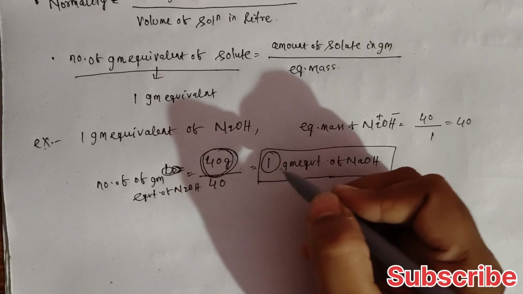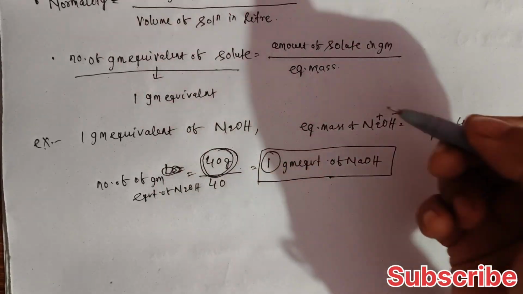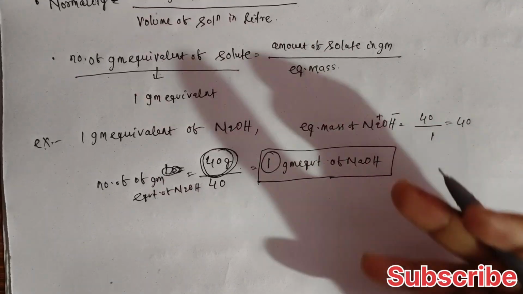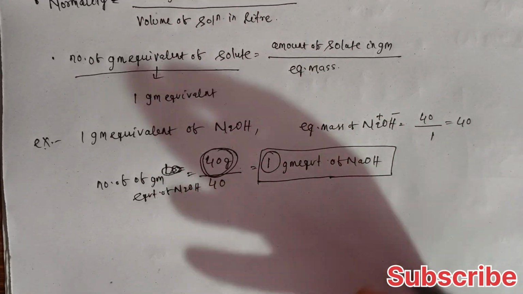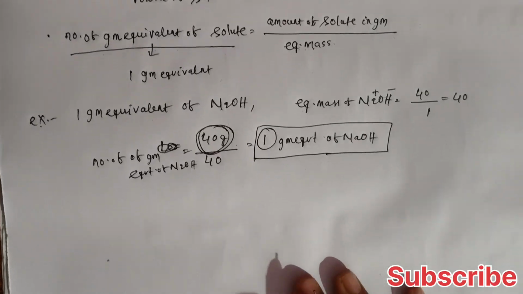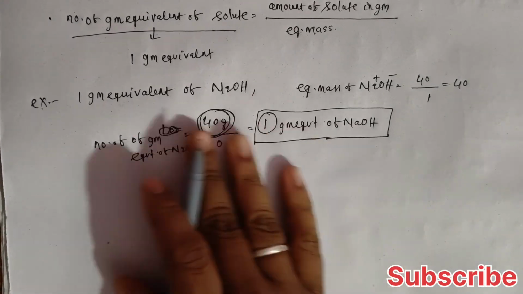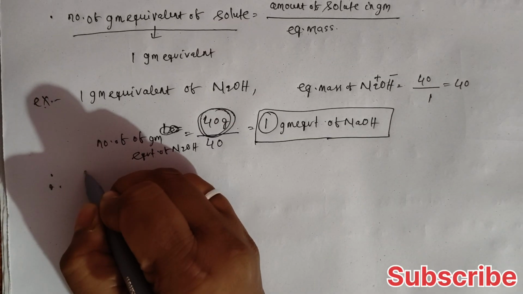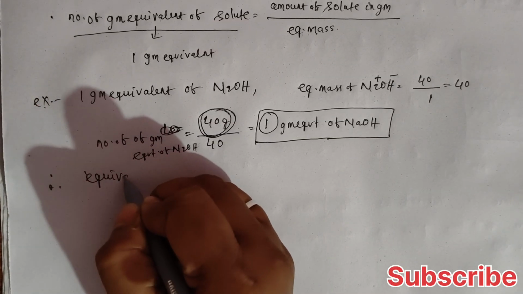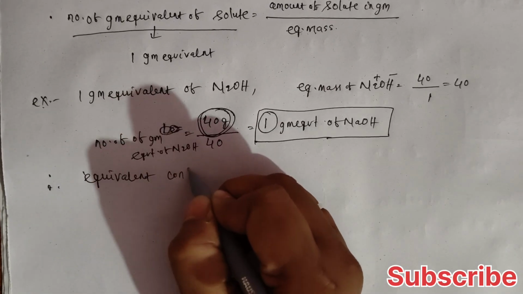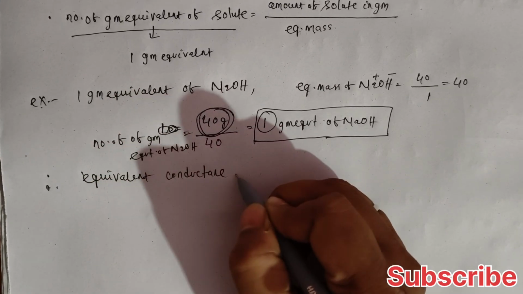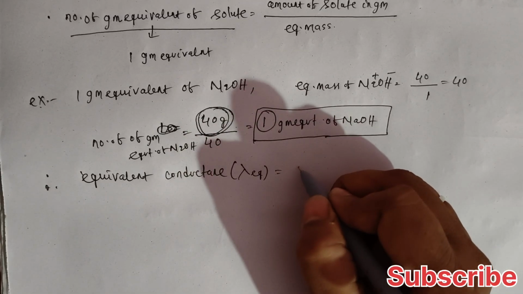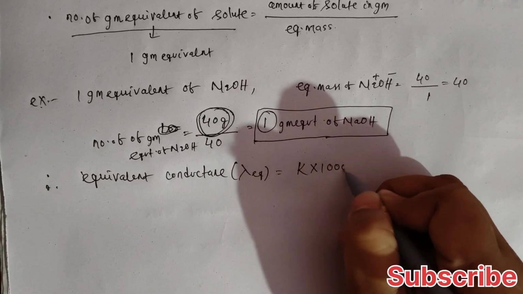When 40 gram of NaOH dissolves in solution and that solution gives conductance, that conductance is called as what? Our equivalent conductance. So by using all these terms we get a formula of equivalent conductance. Equivalent conductance means lambda EQ is equal to K into 1000 by C.